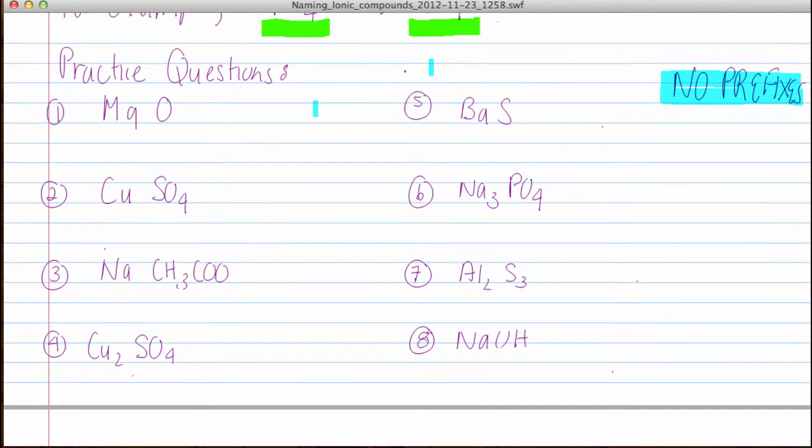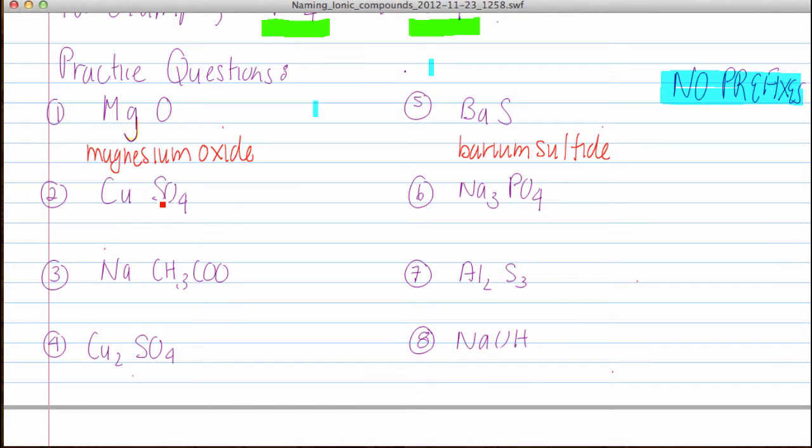So, for the first one, we have MgO. That's supposed to be a G. And I'm just going to change my color when we're writing the answers here. So Mg is magnesium, and O is oxygen, so it's oxide. And number 5 here over on the left-hand side is barium, and the S is sulfur, so it's barium sulfide.